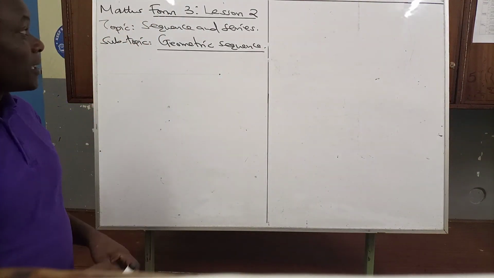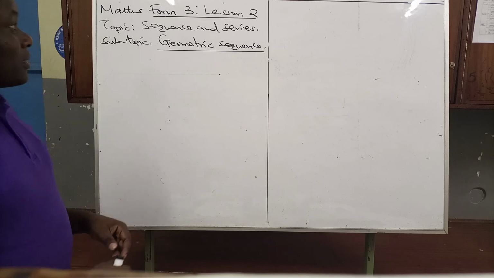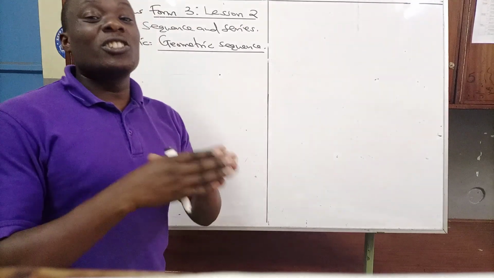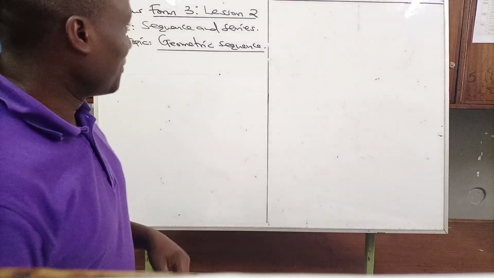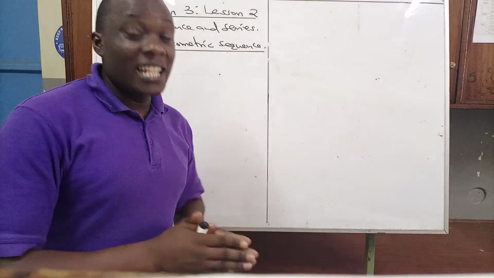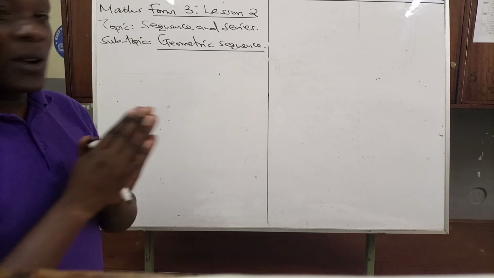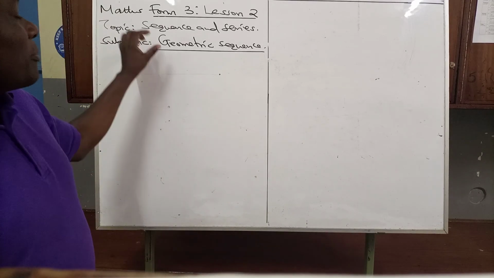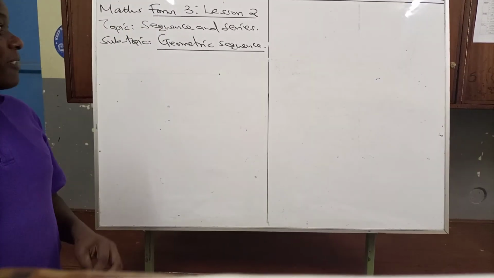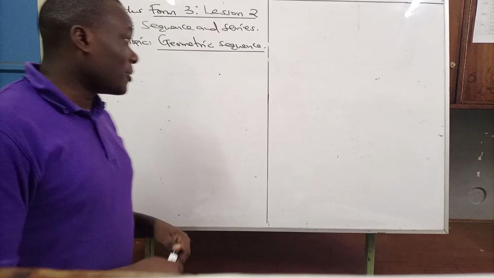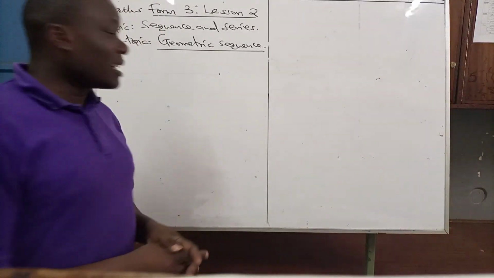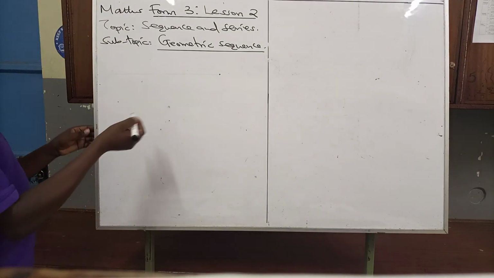Welcome to our class. This is lesson number 2. The topic is sequence and series. The subtopic is geometric sequence, a continuation of our previous lesson. So today, I would like to make you aware of how we can find any given term of a geometric sequence. Remember, I defined a geometric sequence in our previous lesson. So how do we obtain any given term or the number of terms of a geometric sequence? That's where we will start from.